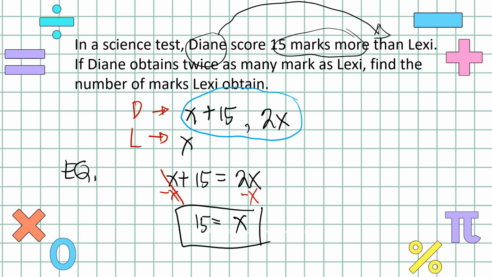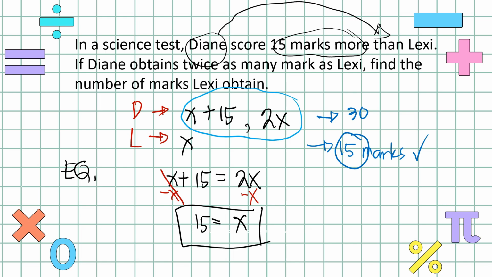So we'll have 15 is equal to x. So if Lexi's score is 15, then Diane's score is 30, or x plus 15. But the problem is looking for the number of marks Lexi obtained. So the answer must be 15 marks.